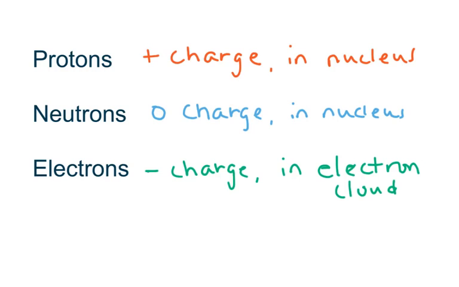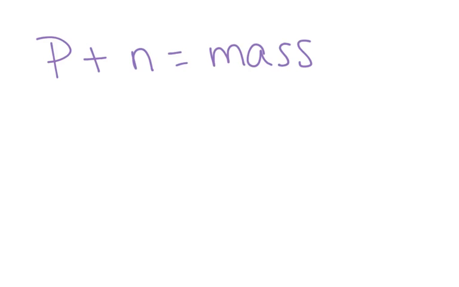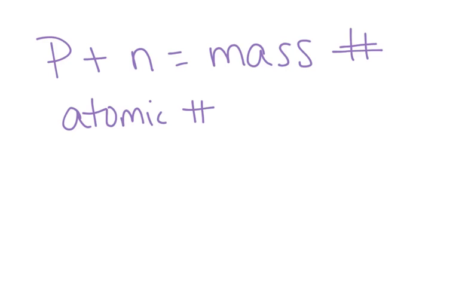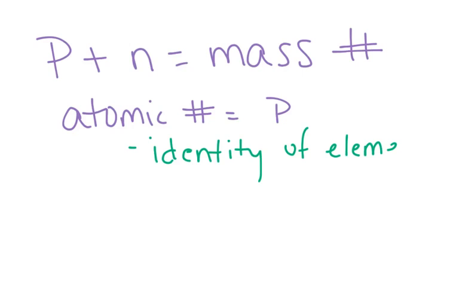Together, the protons and the neutrons make up the mass number. The atomic number is the same as the number of protons. This is the identity of the element. If you change the number of protons, you're changing what the element is. It's like the element's social security number, right? So the number of protons that an element has is unique to that element.